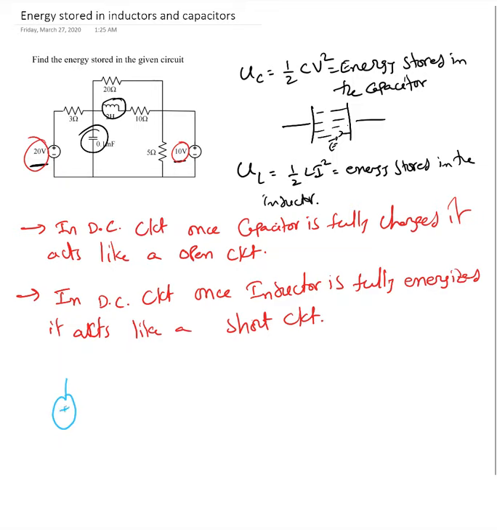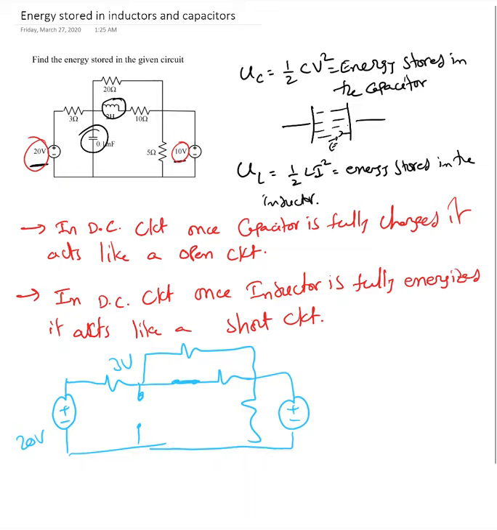So here is my circuit: 20 volt, 3 ohm, the inductor acting like a short circuit. Here is my final circuit: 5 ohm, 10 ohm, 20 ohm. Now my goal is finding this voltage, which I'm going to label as VC, and finding this current. I can use mesh analysis, nodal analysis, or whatever to find those parameters.